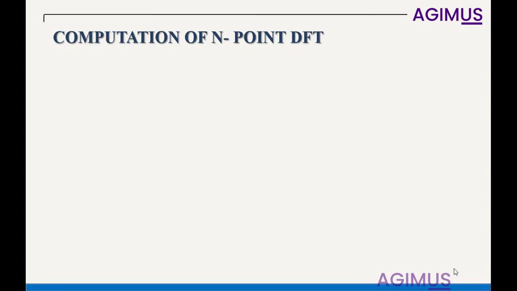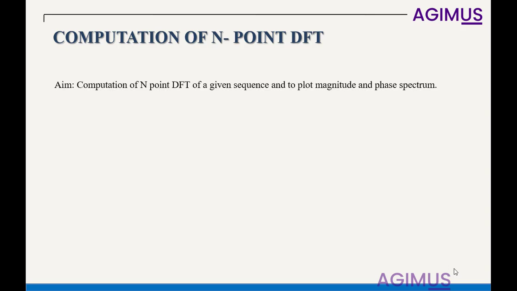Since X of e to the j omega is continuous and periodic, the DFT is obtained by sampling one period of the Fourier transform at a finite number of frequency points. Apart from determining the frequency content of a signal, DFT is used to perform linear filtering and convolution operations in the frequency domain. So here the N-point DFT sequence and the plot of phase and magnitude spectrum is given by the equation X of k.